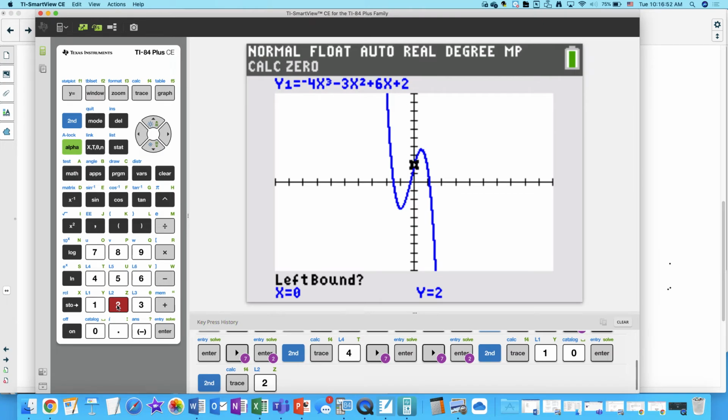Okay? Now in this case, it's going to ask you for a left bound, right bound guess again. So you kind of have to do these one at a time. Here's the first one, there's the second, there's the third. We got to do it 3 times.